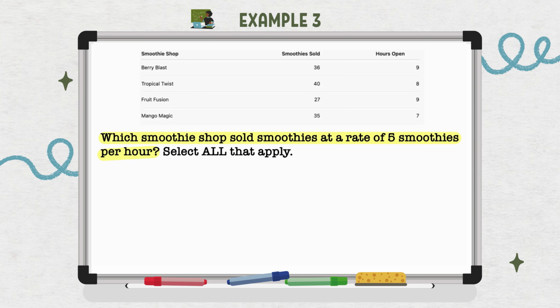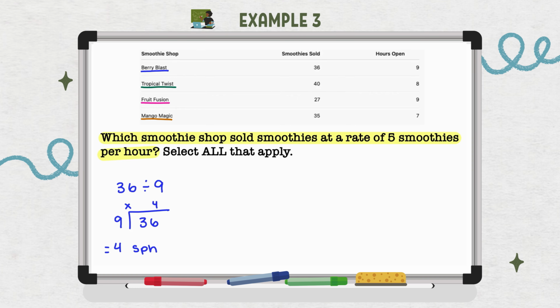So what are we trying to find? We're trying to find smoothies. So therefore, when we set up our answer, we need to do smoothies divided by hours, okay? I'm going to calculate the unit rate for Berry Blast. We have 36 divided by 9. So that equals 4 smoothies per hour.